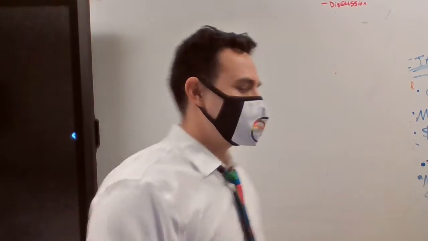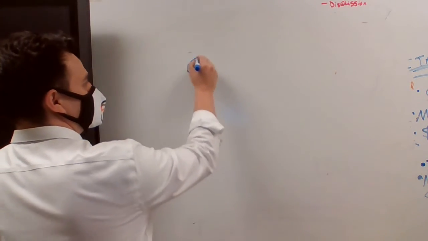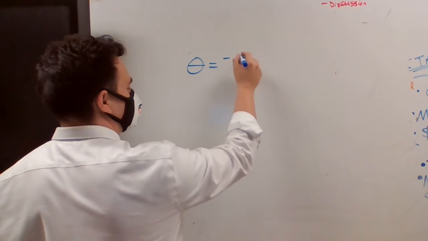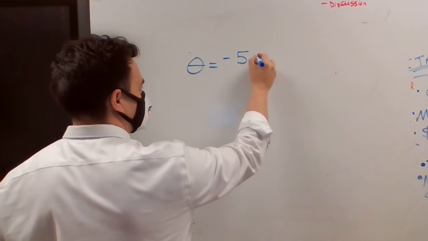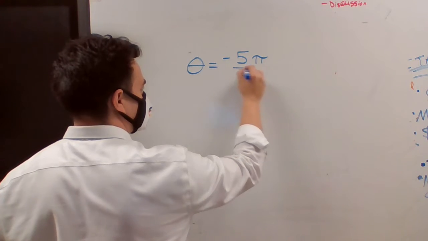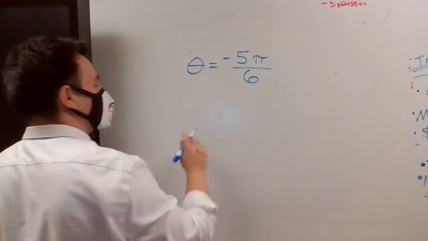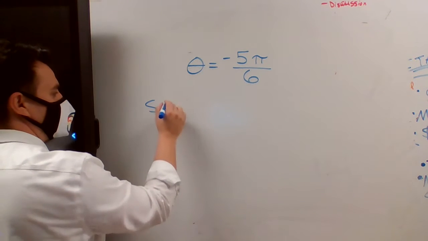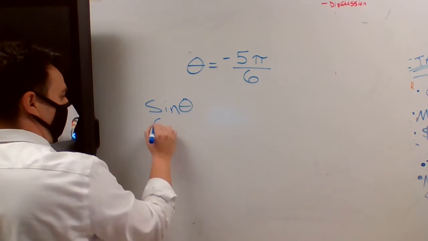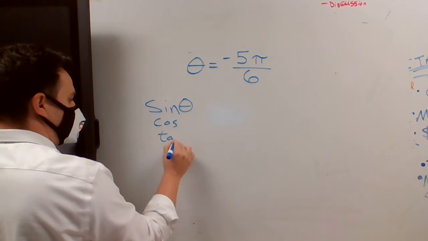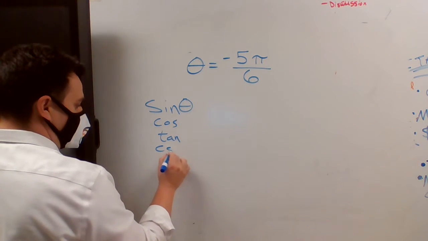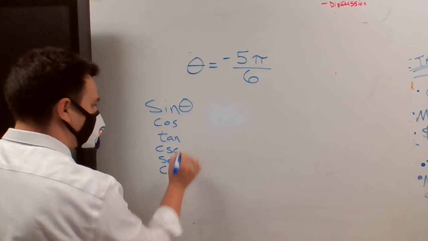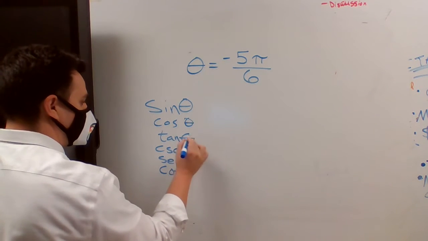Right, let's do another one like the one we did in class today. Given this theta, please determine the 6 trigonometric functions. So sine of theta, cosine, tangent, cosecant, secant, and cotangent of theta.